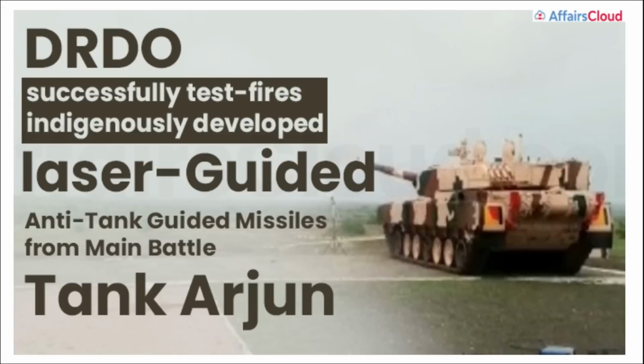Next, DRDO. DRDO has recently successfully test fired an indigenously developed laser-guided anti-tank guided missile from the main battle tank that was named Arjun. So how will this be asked? 2 to 3 things can be asked here. First, the name of the tank from which this laser-guided anti-tank guided missile was test fired. It was Arjun tank. Who tested this? It was tested by DRDO. Alright, so these 2 things can be asked: who successfully test fired a laser-guided anti-tank missile, and from which tank was it tested? It was tested from Arjun tank, as you can see in the picture.